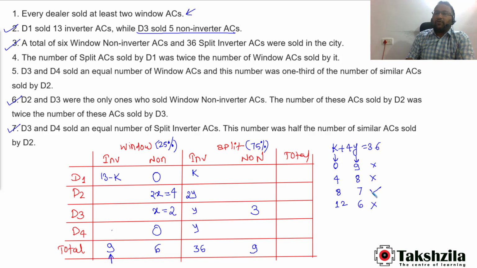It means the value of K is going to be 8. So this is going to be how much? 5. 13 minus K is going to be 5.